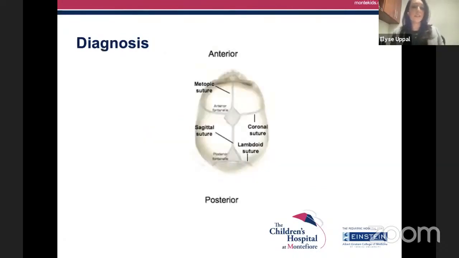So I know that Dr. Abbott went over this as well, but just to reiterate, on the forehead here, you have the metopic suture. Coming down the sides, you have the right and left coronal sutures. Down in the AP direction, you have the sagittal suture, and then posteriorly, you have the right and left lambdoid sutures. And as a reminder, all these sutures do eventually close, normally later in life, but the issues occur when they fuse before the brain is done growing.